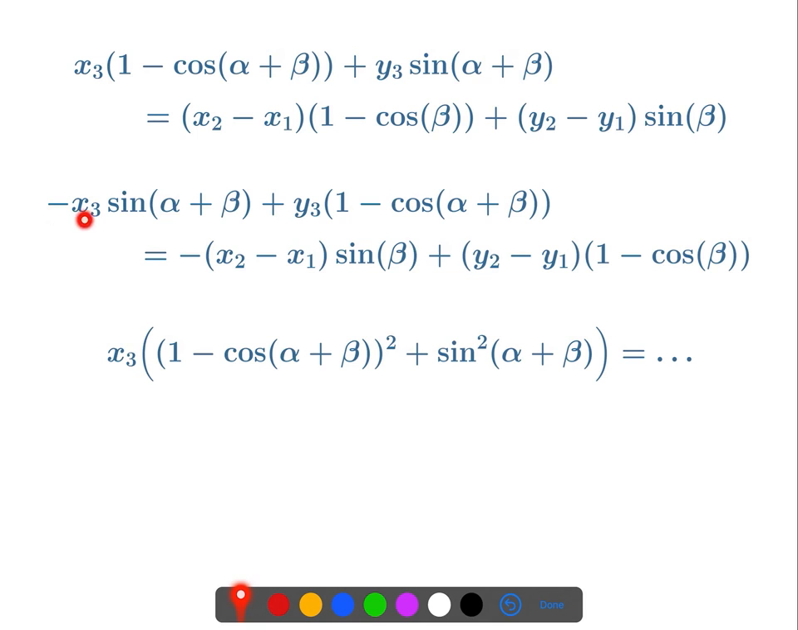Then subtracting, I'll have a plus x3 times the sine of alpha plus beta squared. Now the right-hand side is going to look real messy. I don't really care about it. It doesn't matter to me what it is. I'm just going to put 3 dots there because it's completely irrelevant.